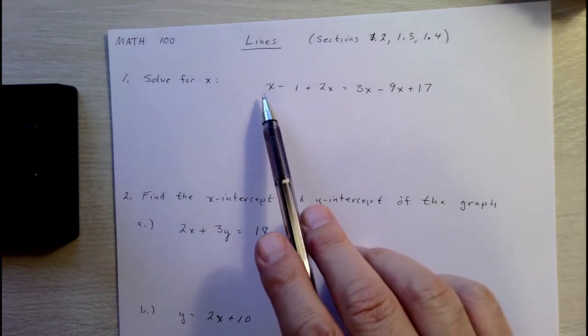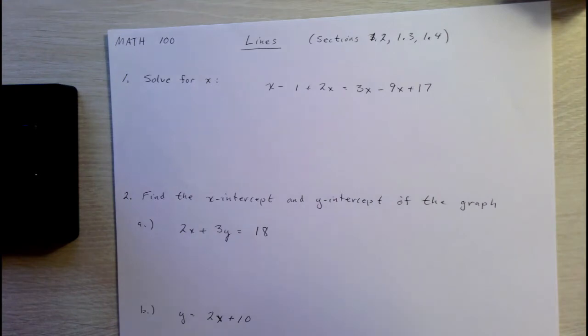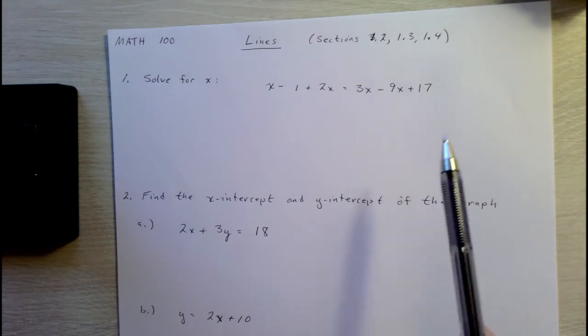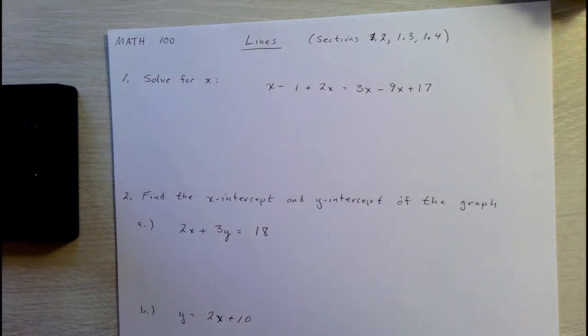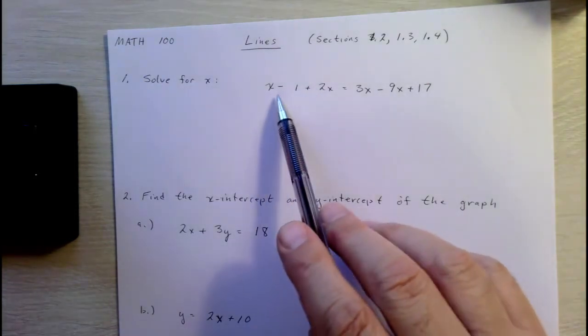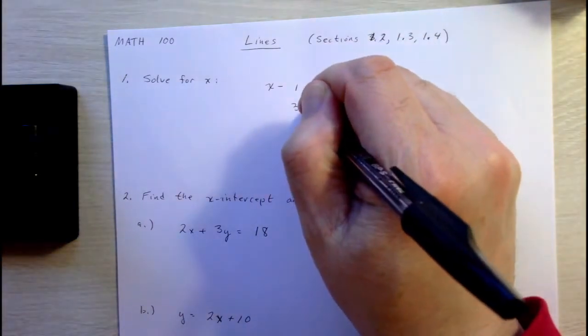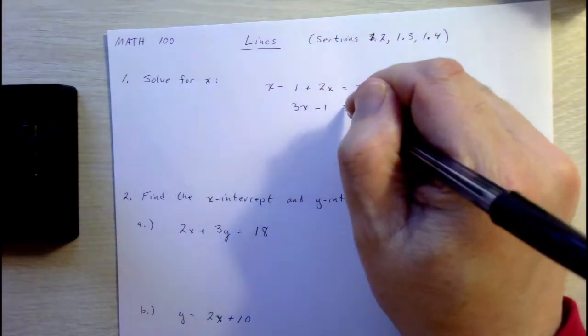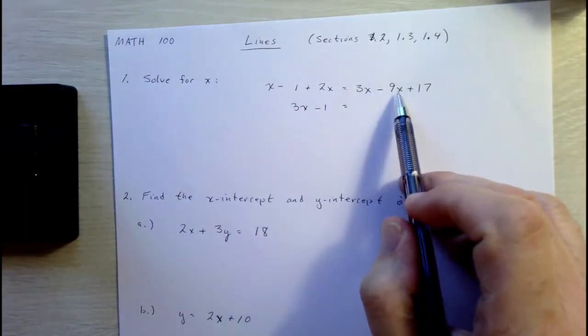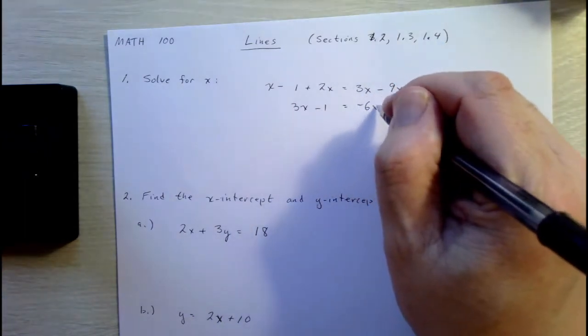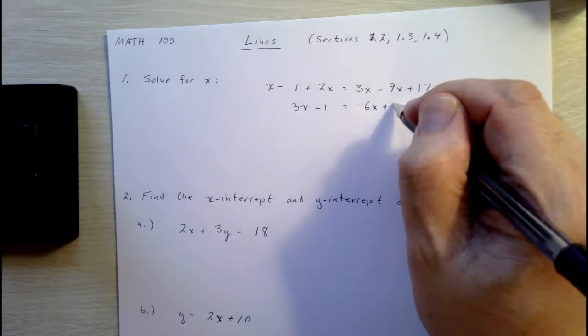If you have an equation like this, it's actually an example of a linear equation because it can be written as something times x equals a constant. So the way we do this is we want to collect like terms. x plus 2x is 3x. This minus 1 stays here. And 3x minus 9x is minus 6x. And we have plus 17.